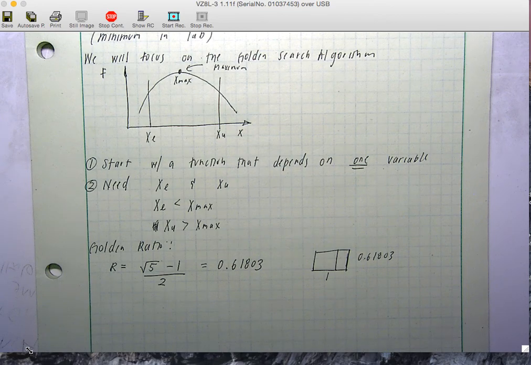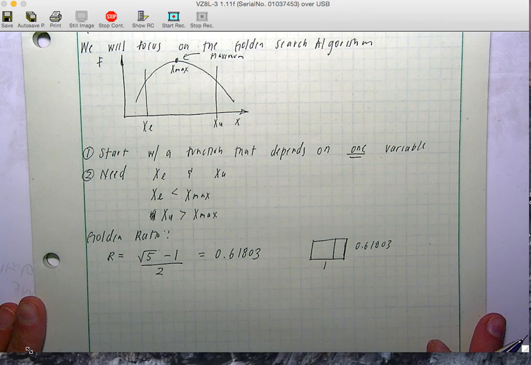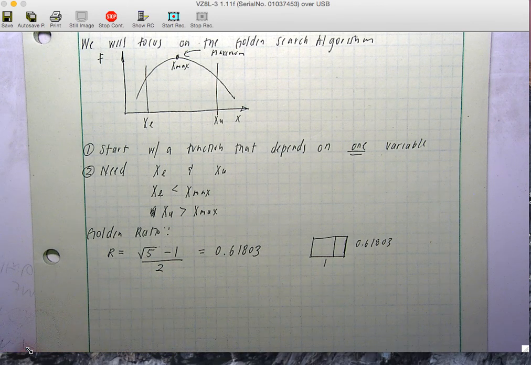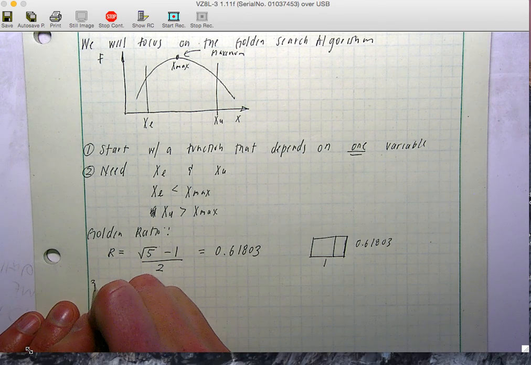But anyway, this ratio is used basically to divide up the region that you're bracketing, because it allows you to eliminate the calculation of a function the next time. So if we continue on with the steps, I'll explain that a little bit more.